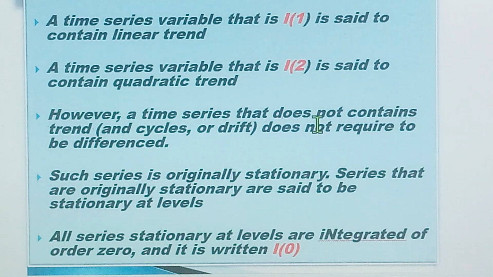However, a time series that does not contain trends, cycles, or drift does not require to be differenced. That is, here, once you test for stationarity and you find the data to be stationary, then we say that that data does not contain trend, it does not contain cycle, it does not contain drift, and we say that it is stationary at level. So we say that data is I(0). It is written I(0). I(0) means that the data is stationary at levels. Therefore, it does not require to be differenced to achieve stationarity.